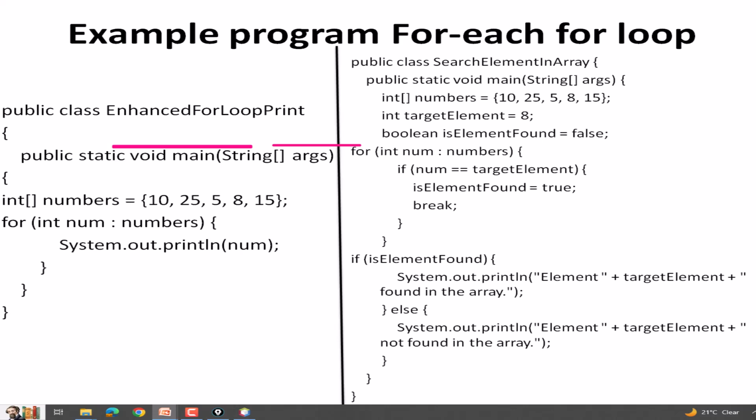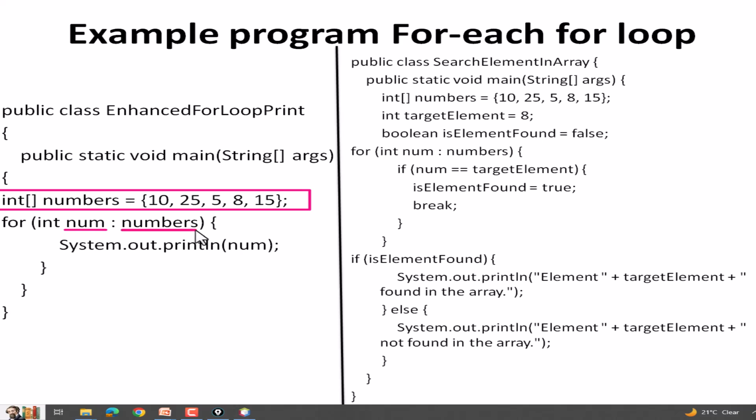So here, if you are going to see, you have declared an array. In this program you have declared an array. The array contains 5 elements. So now you have declared a num. NUM is an identifier and numbers is the name of the array you are going to loop through. So you need an identifier to identify the elements inside the array. This particular enhanced for loop is used when you want to print all the array elements inside the array. So here you are going to print the NUM.